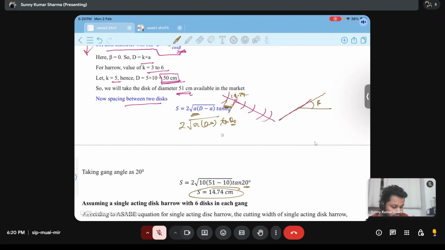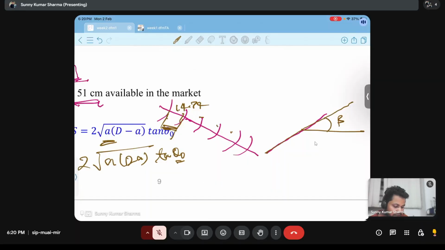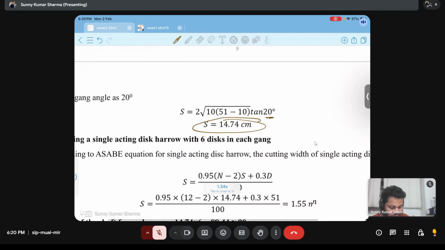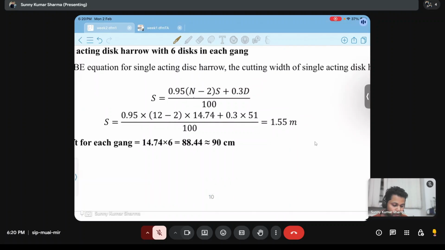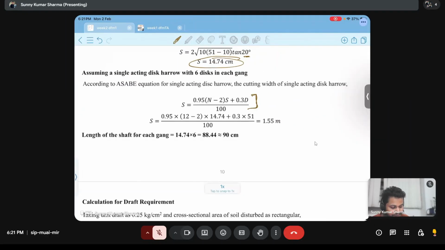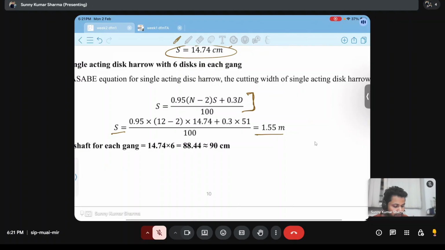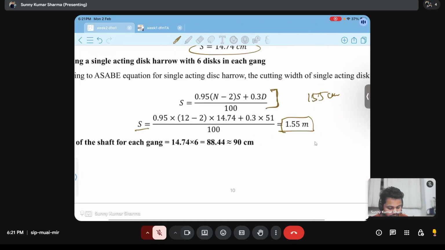Now from here we will proceed to find the cutting width. If 14.74 is spacing, then we will not directly get the cutting width. From here we can get the length of shaft, but we need to know the working width, the cutting width of the disc harrow. So we have the Asabi equation, S equal to 0.95 into (n minus 2) into s plus 0.3 d by 100. This is for single acting disc harrow. From here we get the S value as 1.55 meter or 155 centimeter. This is the working width.